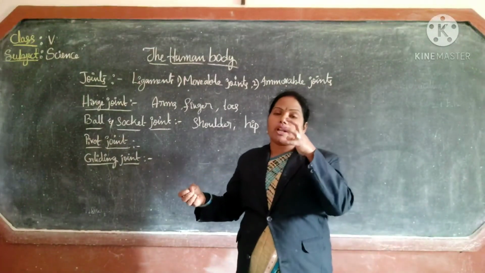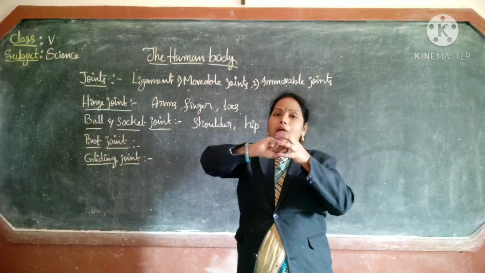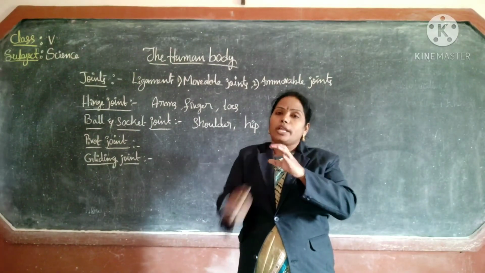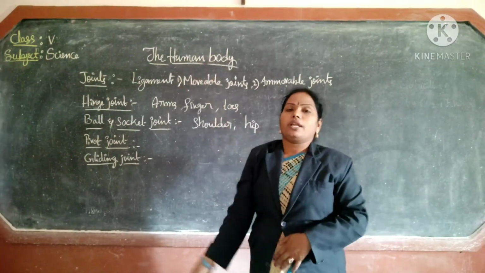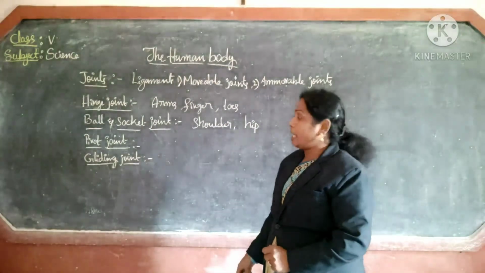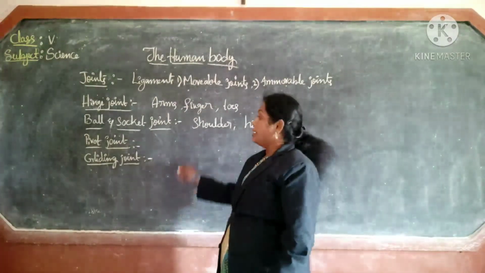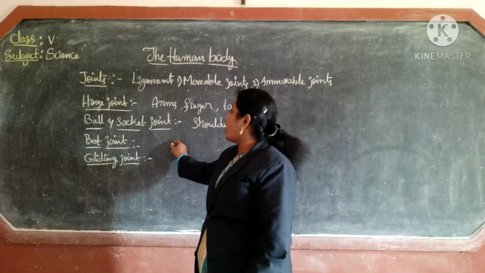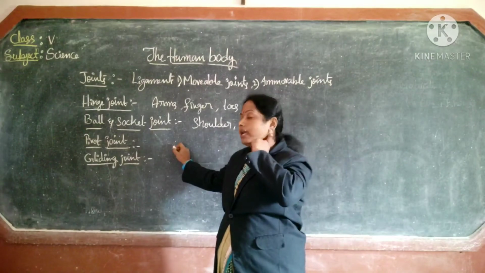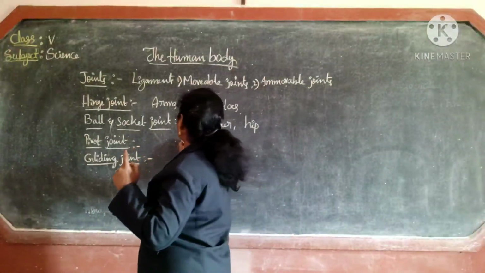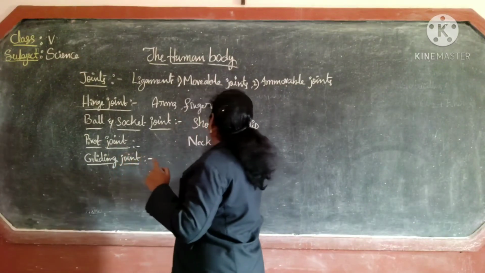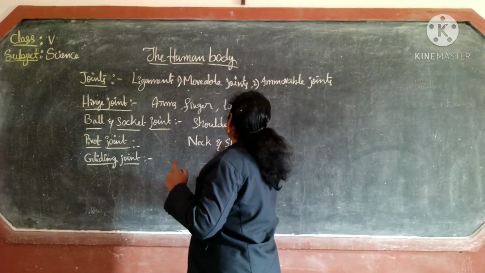So the socket or cup model is there and the ball is there, it rotates. It totally rotates just like this. We can rotate our legs also like this if you have practice. Okay, without practice don't do it. Next, pivot joint. A pivot joint is present between the neck and skull.